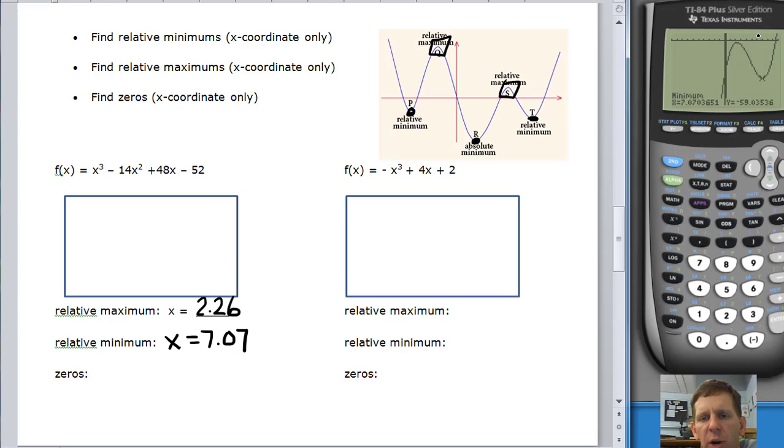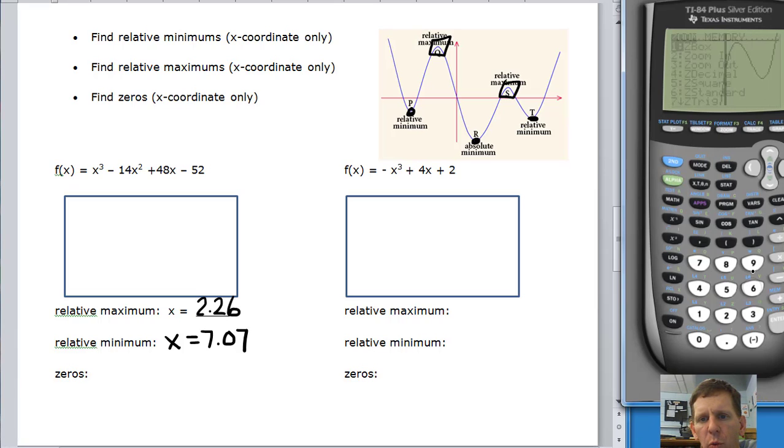Zeros are any place the graph crosses the x-axis. It almost looks like the graph crosses the x-axis between 2 and 3. But if you look at the graph carefully, there's only one actual zero in the graph. It doesn't quite hit it here, but it does right there. So we need to find that point.